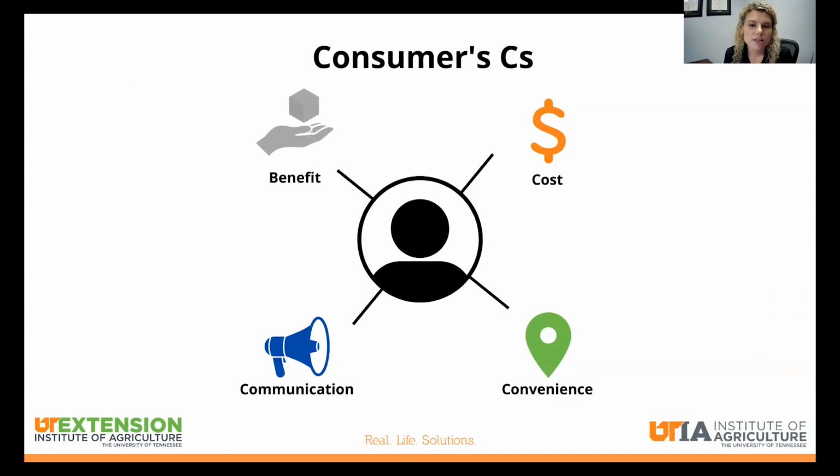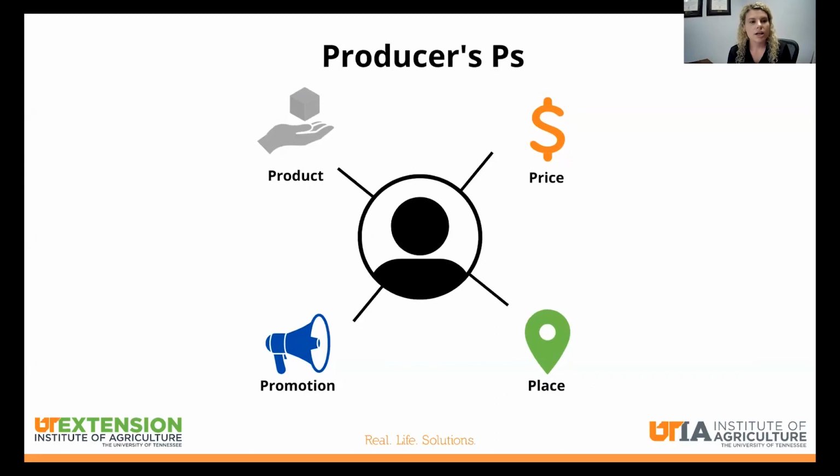So with our focus on the consumer and thinking about our target customer, we can then focus on matching up those C's with the P's that we have been talking about. So our consumer benefit, consumer cost, convenience, and communication all boil down to the main things that our customer is looking for. And when we can address those with our producer's P's, we are well on our way to a marketing mix and a full marketing plan.